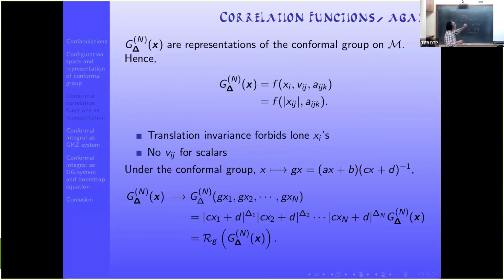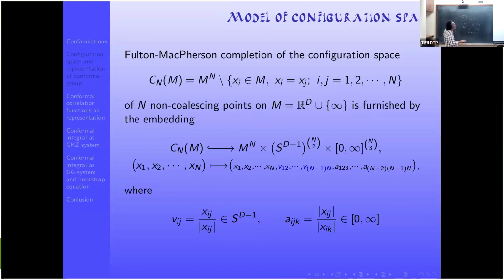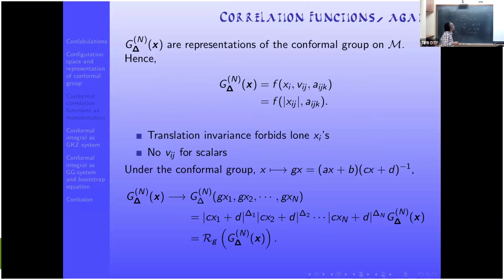So this is the point. Basically, I have now these things. With this statement, now the functions I look for: for the representation, I needed functions on this configuration space. So now I know from this the coordinates of my functions. The coordinates of the functions are x_i, v_ij, and a_ijk.